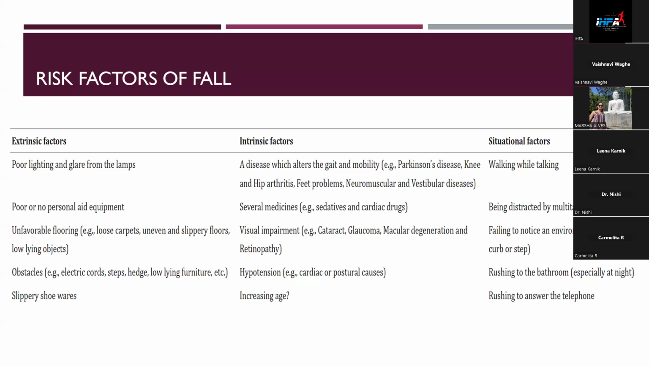Okay. Second is an intrinsic factor. Intrinsic factors usually we can't change, but we can definitely modify and we can definitely maintain. First is a disease which alters the gait and mobility. Which are the different diseases?